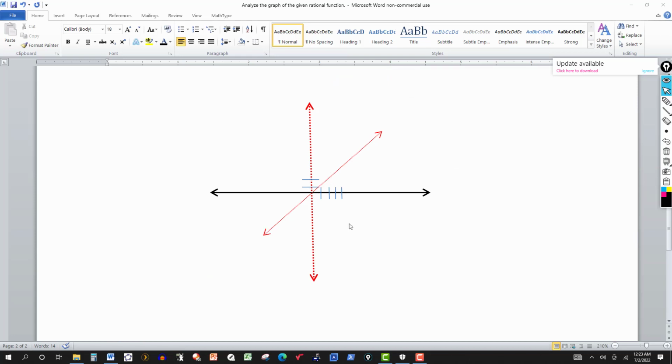Right through the origin. And notice the y-axis is the vertical asymptote, so I put it as a dotted line. And of course this line through the origin is the oblique or slant asymptote. So to the right of the vertical asymptote, or the y-axis, the graph is above, so it's over here. And to the left, below, so that's down here. So just use common sense on this.